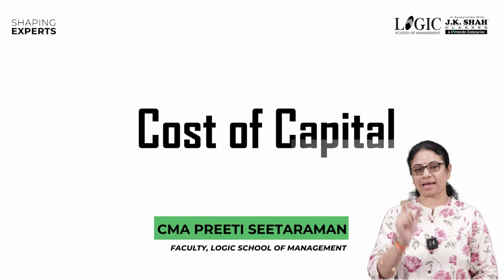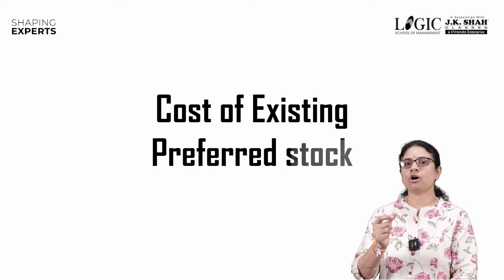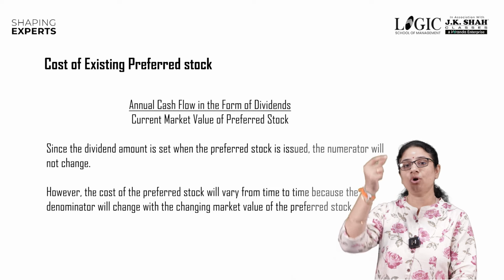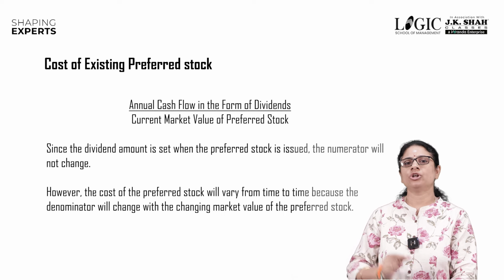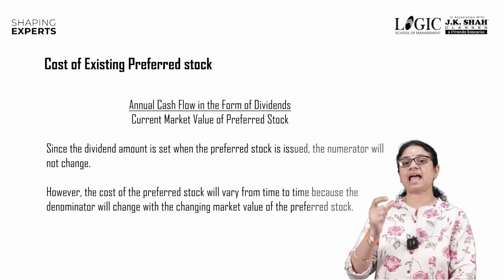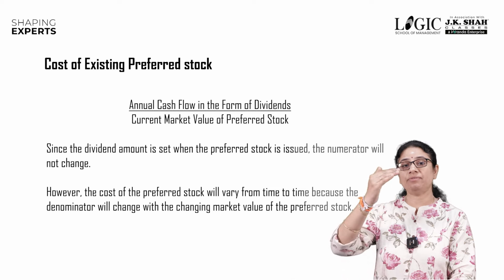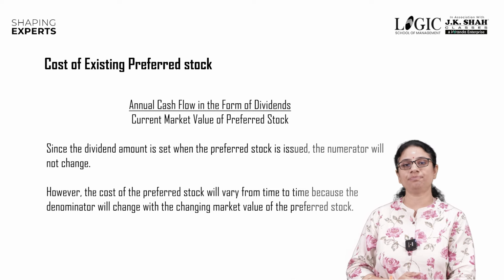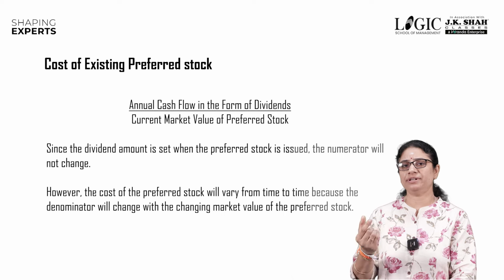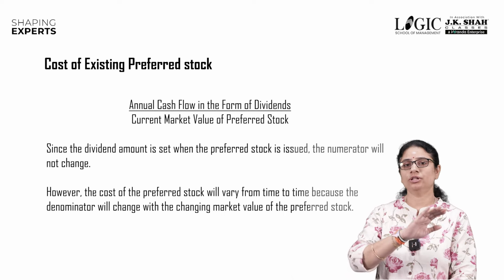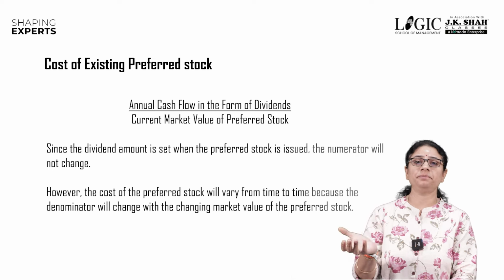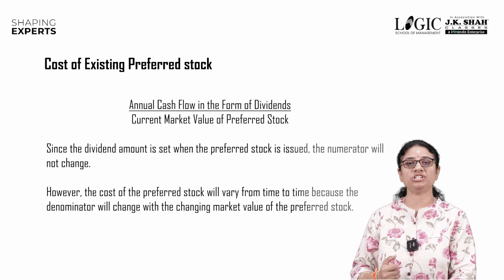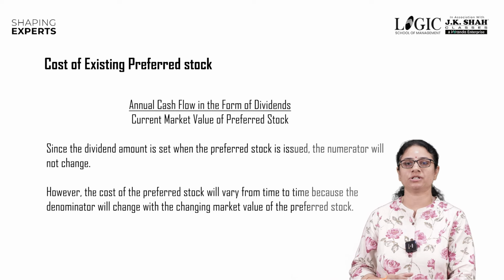On the topic cost of capital. The cost of existing preferred stock. The cost of existing preferred stock is a function of the annual cash flow in the form of dividends and the market value of preferred stock. It is the annual dividend divided by the current market value of preferred stock. Since the amount of dividend is set when preferred stock is issued, the numerator will not change. But the cost of preferred stock will vary from time to time because the denominator will change with a change in the market price of preferred stock.